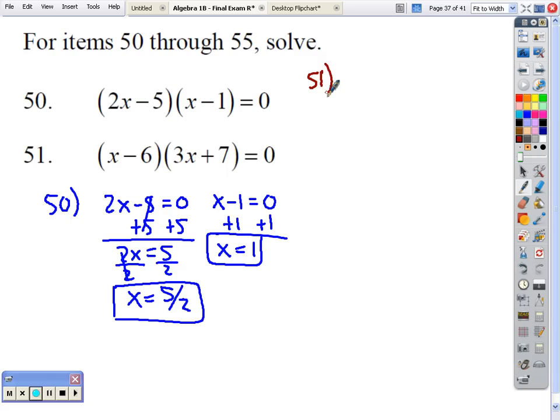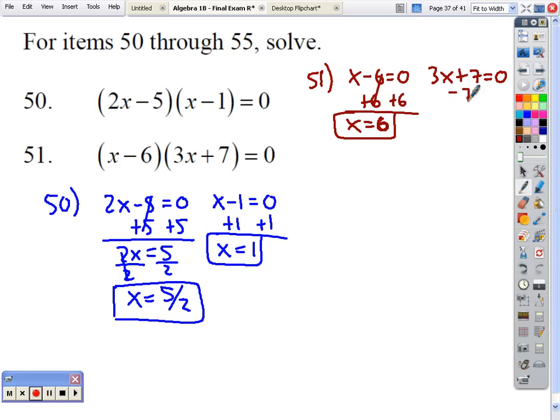I'm going to set both pieces separately equal to 0. So I'm going to say x minus 6 is equal to 0, and 3x plus 7 is equal to 0. So here I add 6 to each side, and I get x equals 6.